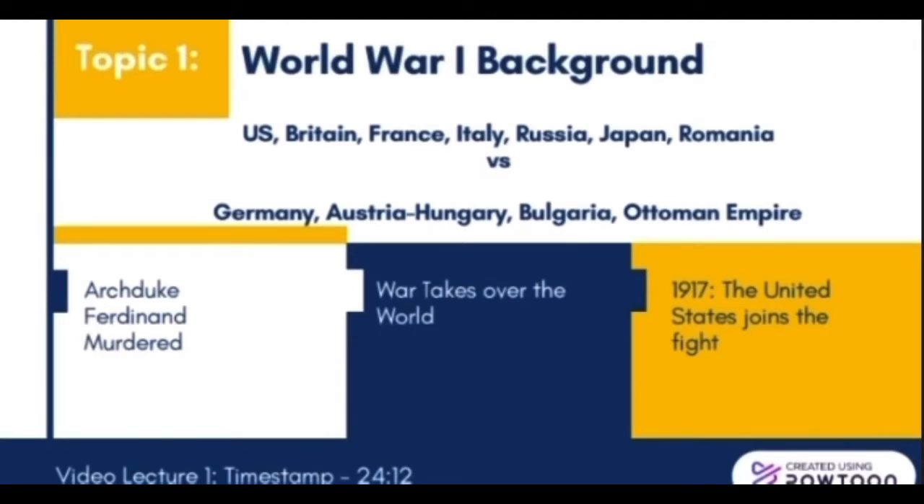It was the Ottoman Empire, Bulgaria, Austria-Hungary, and Germany, known as the Central Powers, who were pitted against the United States, France, Italy, Russia, Great Britain, Romania, and Japan, known as the Allied Powers. This war continued to rage on until 1918, when the Allied Powers eventually won.